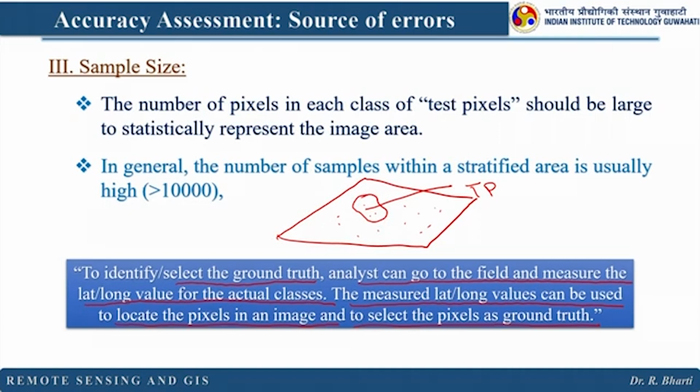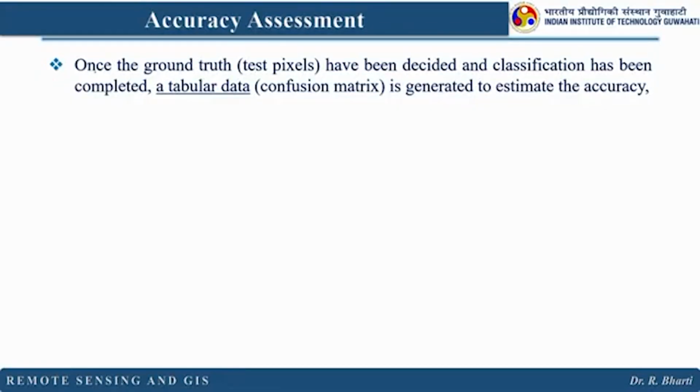So, it is very important to understand that, whether you are talking about test pixels or training pixels, both have been collected in the field using a GPS, and that has been plotted on the image, and the selected pixel will be used either as training pixel or the test pixel. So, everything we are doing on the image. Now, assuming you have collected the field information, let us start the accuracy assessment.